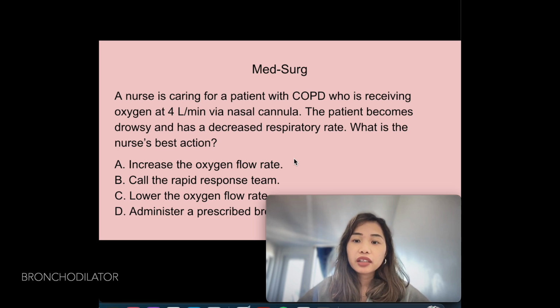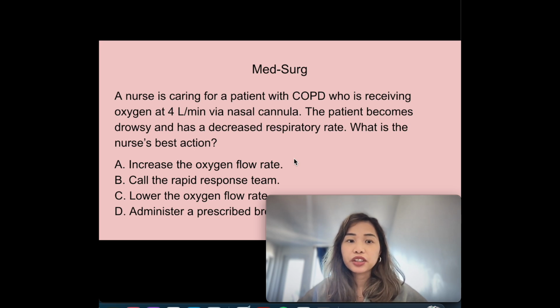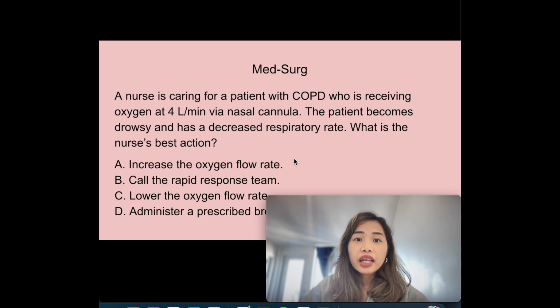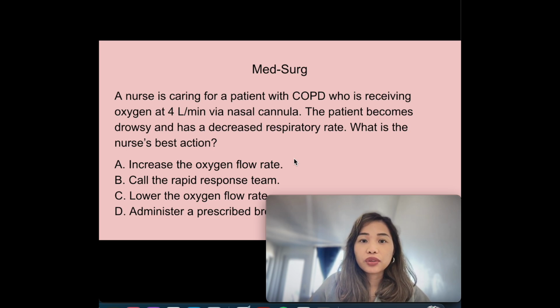Okay, so again, pick the keyword and pick your answer. Now that you have your answer, now let's pick the keyword. So let's look at the question again. You have all your information in terms of your patient. Now let's look at the last line of the question. What is the nurse's best action? What this question is asking you is best action. So that means A, B, C, D can all be correct. However, it's asking you for the best answer.